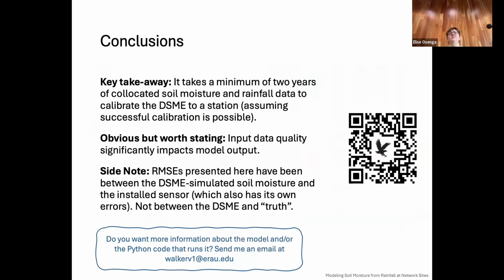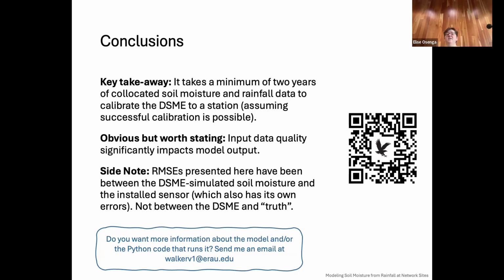So our key takeaway here, you can run the DSME. It's just Python code, command line, let it run in the background. You need a minimum of 2 years of co-located soil moisture and rainfall data to do this. Something that's really obvious, but I'm going to say it again, is that your input data quality significantly impacts your output. How reliable is your simulated soil moisture coming out? It's going to depend on your calibration data, that co-located record, but also just the entire rainfall record you're using to simulate it. If there's issues with that rainfall, you're going to see issues with your simulated soil moisture.